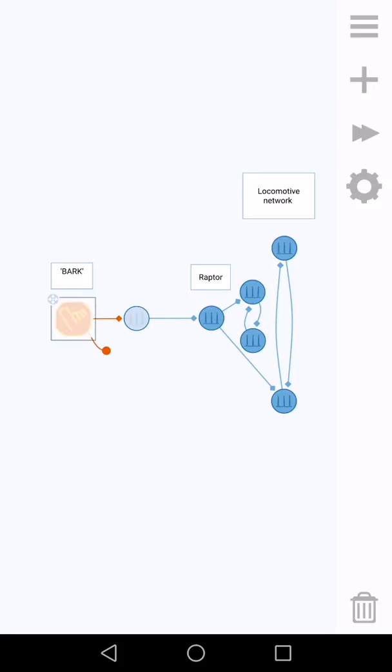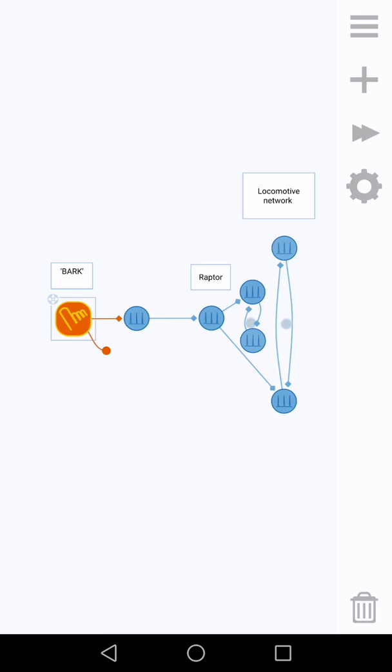So when you essentially have the bark signal, you have instant automatic activation of the raptor representation, which in turn activates the escape response. A fairly linear network because it's context specific to the raptor.